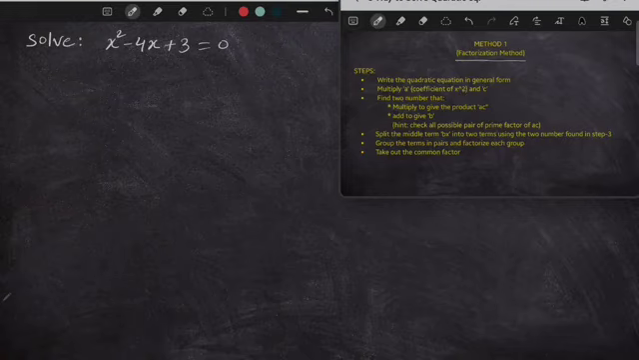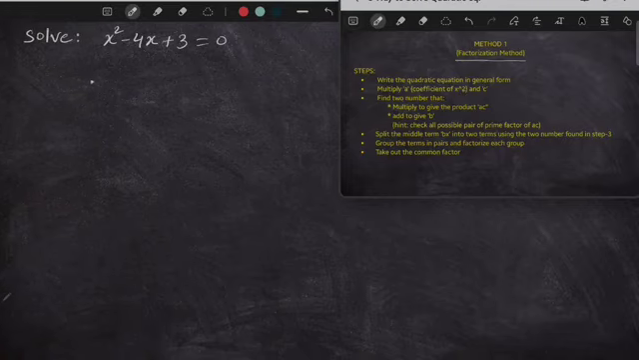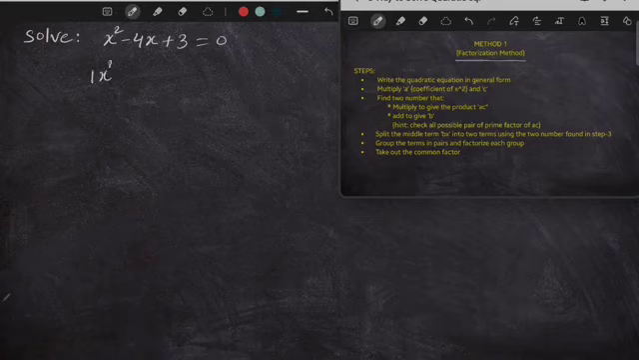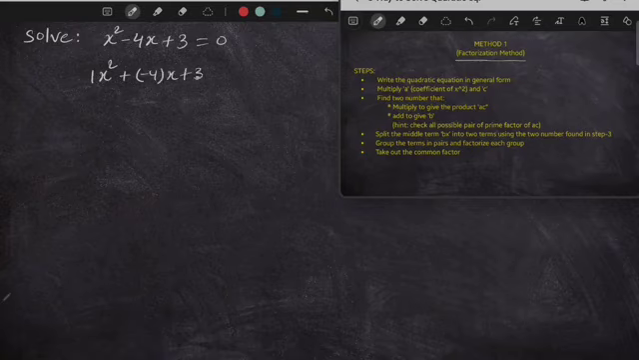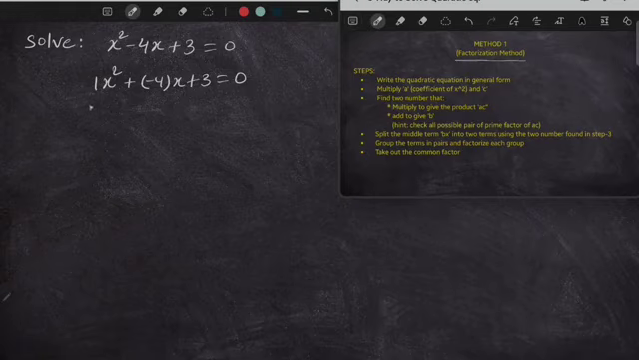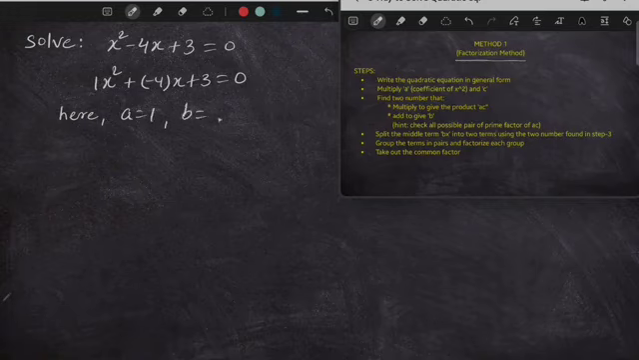So my quadratic equation is rewritten as 1x square plus negative 4x plus 3 is equal to 0. Here is the standard form of the quadratic equation. Here a is 1, b is negative 4 and c is 3.